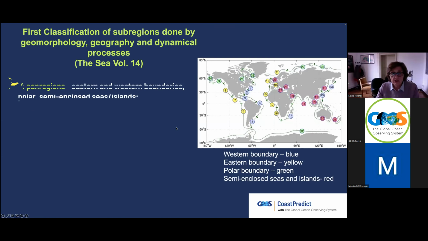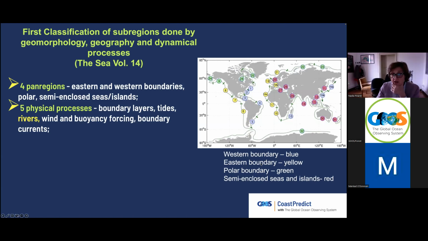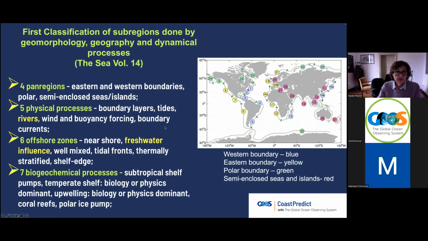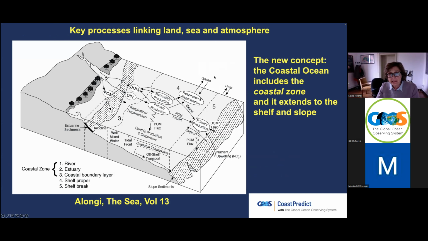The first classification, what I wanted to show you, was done in this book, volume 14, on the basis of big regions and then physical processes, biogeochemical processes, and the offshore, which are very important concepts. And I think they will be maintained. As I said, we will extend a bit more landwise. Key processes linking land, sea, and atmosphere. That's the point.